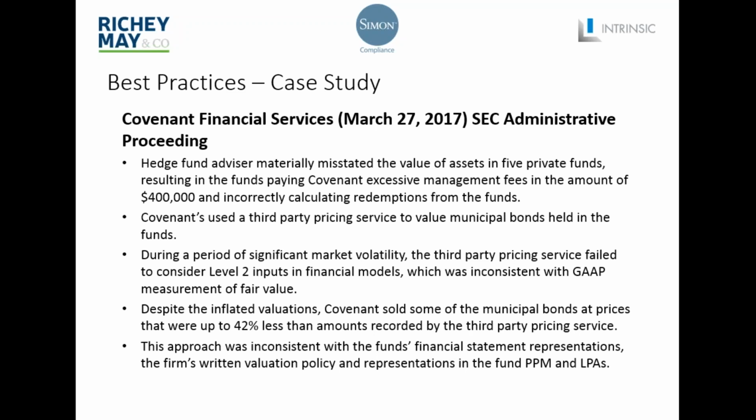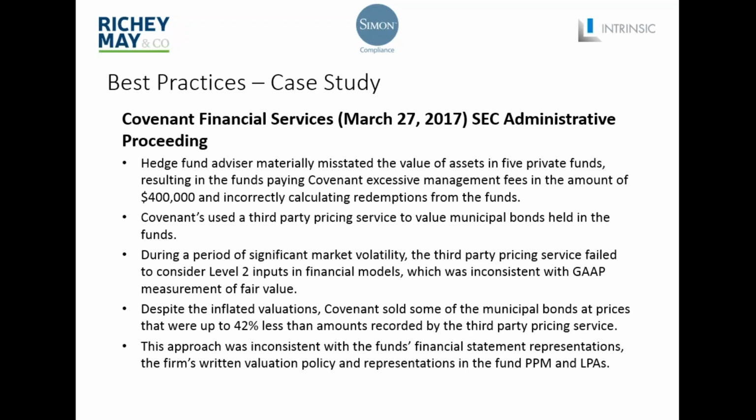So there are two cases that I found that seemed somewhat relevant for this group and talk. Covenant Financial Services was just this spring an SEC administrative proceeding in front of an ALJ, which is an administrative law judge. In this case, the hedge fund advisor had misstated the value of assets in 5 of their funds, which meant, because of that restatement, that the advisor received management fees well in excess of $400,000 more than what the SEC thought they should have, and that they also incorrectly calculated redemptions from the funds too.